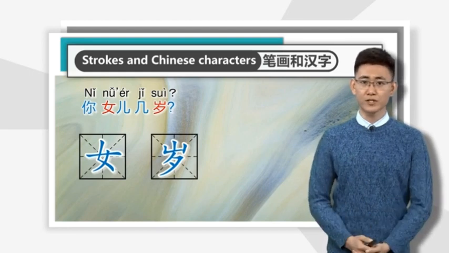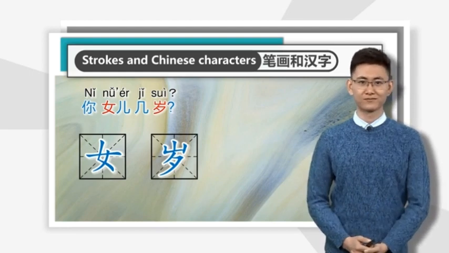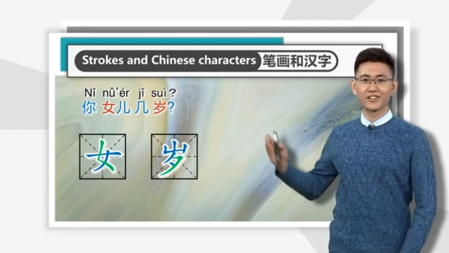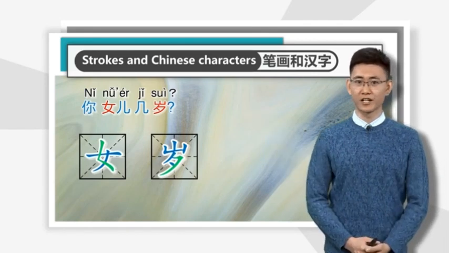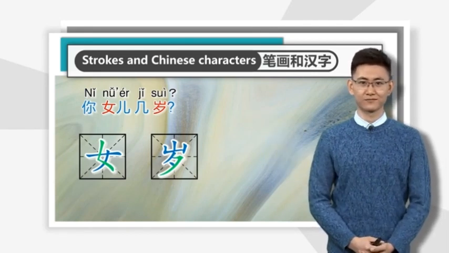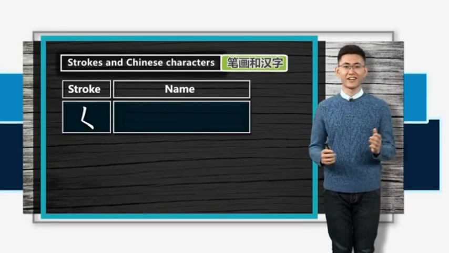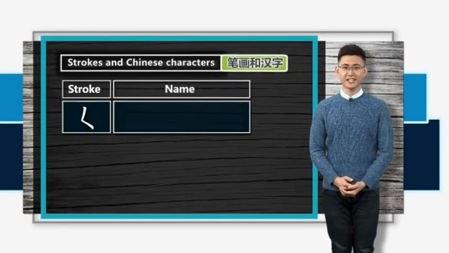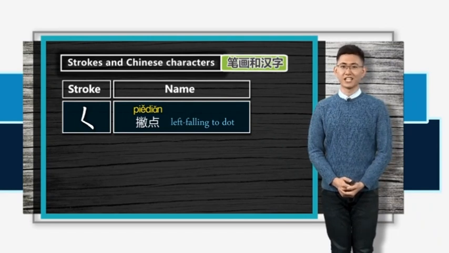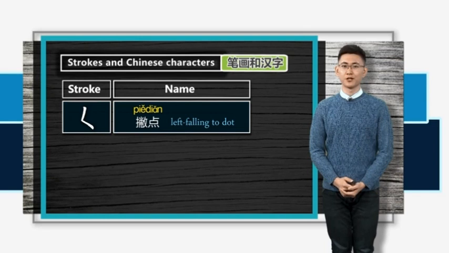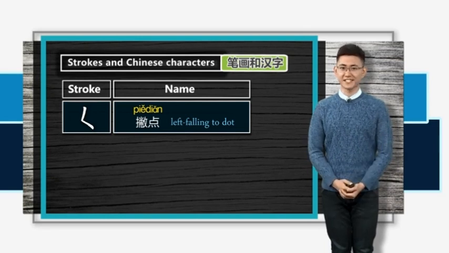Which strokes are new to you? This is what we are going to learn today. Okay, the first new stroke today is left falling to dot. In Chinese, it is called 撇点. Let's see how to write it. 撇点.